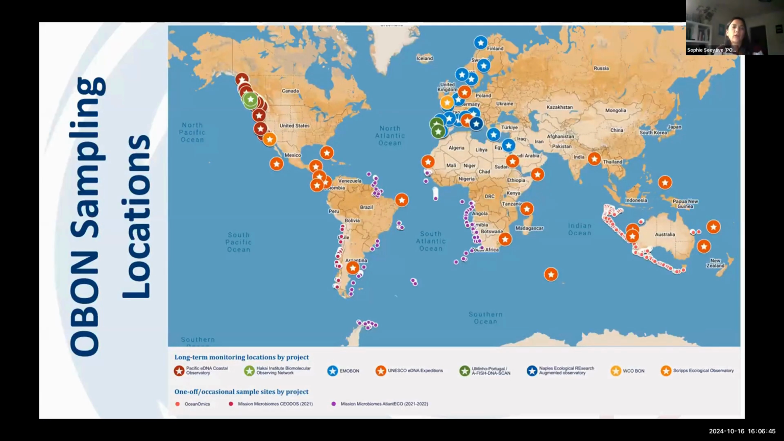So these are the OBON sampling locations, showing quite good global coverage, but generally OBON stations tend to be concentrated around coastal areas. So we're trying to get more representation of open ocean projects, and in particular things like repeat cruises, which we invite during every call for new project applications. We also invite cruises that are doing biomolecular observations to join us.